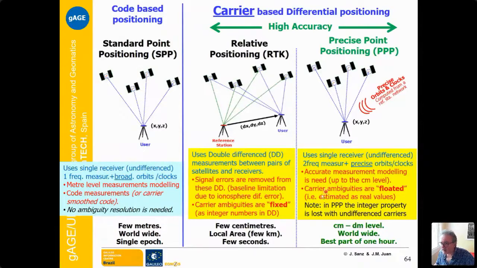the ambiguities are estimated as real values. We cannot have the advantage of this integer nature because the parameter that we estimate is a real valued parameter. And this is what we call floated ambiguities. This means that the solution takes longer to converge. But we need an accurate modeling of the measurements. We need dual frequency measurements and precise orbits and clocks. And this uses a single receiver.